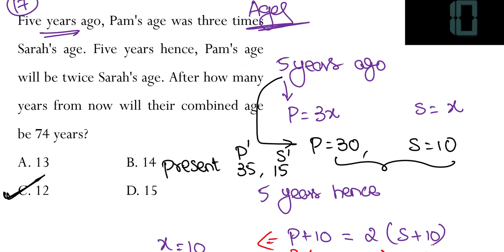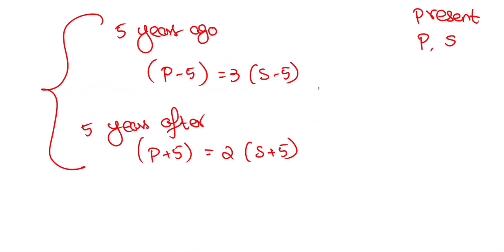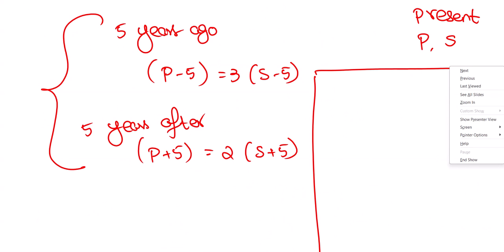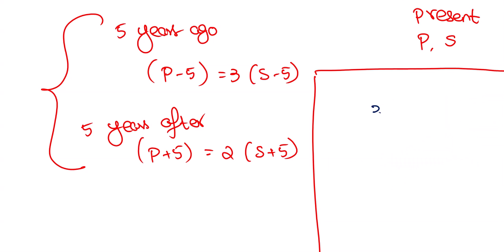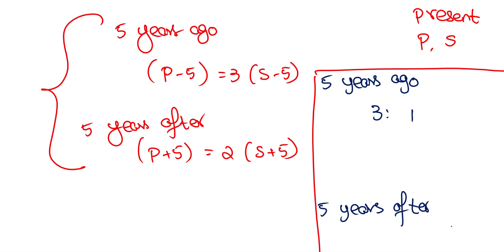What is the other method you said, sir? It's a bit easy one. I'll give another method. I don't go with these two, but for this method, you need to have adaptability for the given situation. What is that, sir? Adaptability? See, 5 years ago it is 3 is to 1, and 5 years after it is 2 is to 1. Thrice means 3 is to 1, twice means 2 is to 1. The gap from 5 years ago to 5 years hence is 10 years, right?